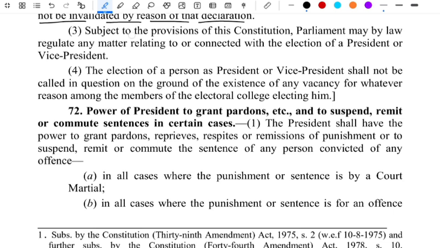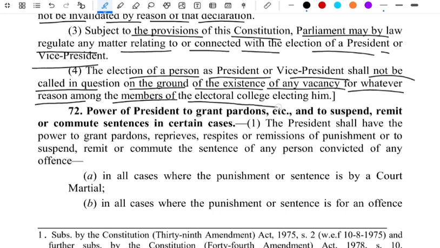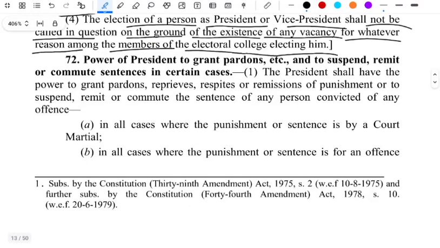Okay, subject to the provisions of the constitution, parliament may by law regulate any matter relating to or connected with the election of the president and vice president. Okay, the election of the president or vice president shall not be called in question on the ground of the existence of any vacancies, for whatever reasons, among the members of the electoral college electing them.